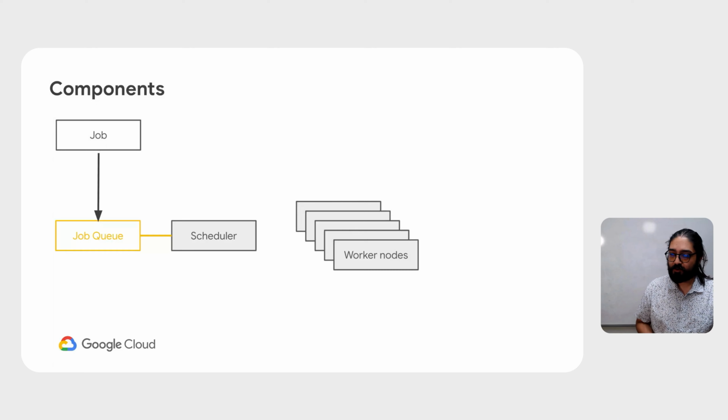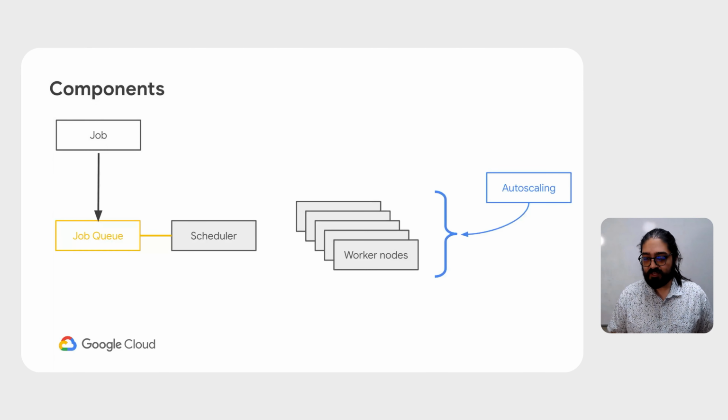Now, say your worker nodes run out of capacity. Batch systems generally have the capability to auto scale your workers depending on the number of incoming jobs, so that even as the requirements for those jobs increase or decrease, the size of the worker nodes can also follow that pattern. So you're only paying for what you use.